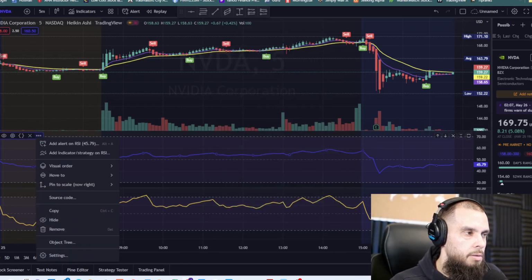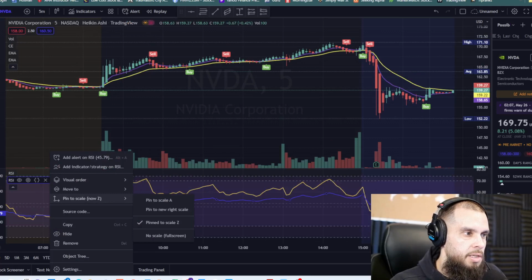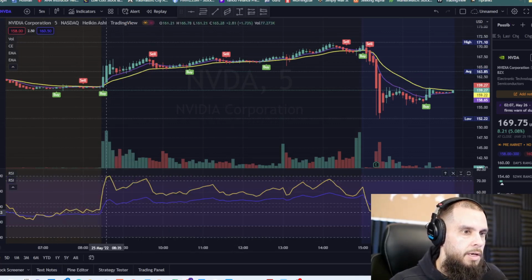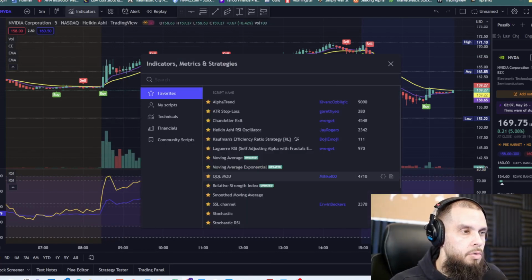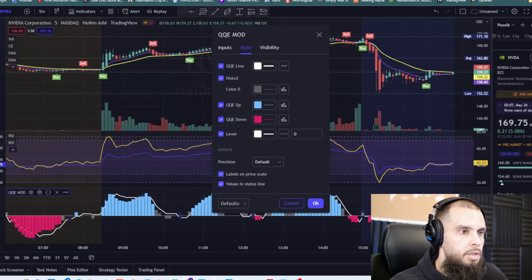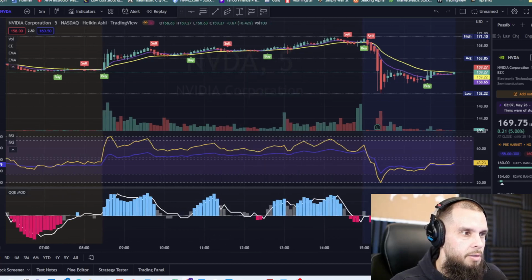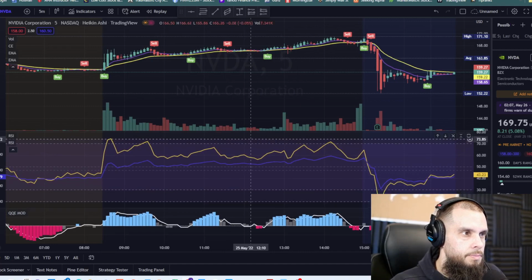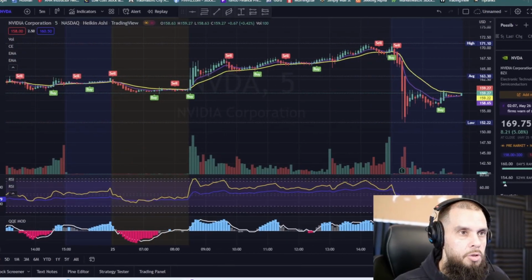Hit the 3 dots and move to existing pane below. Just make sure that pin to scale is pin to scale Z. So now you have another indicator here. And then the last indicator, QQE MOD, and we'll leave the default settings. Then I'll move this down a little bit. And now I'll show you my strategy.